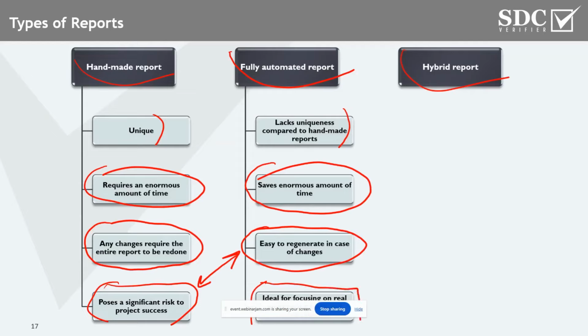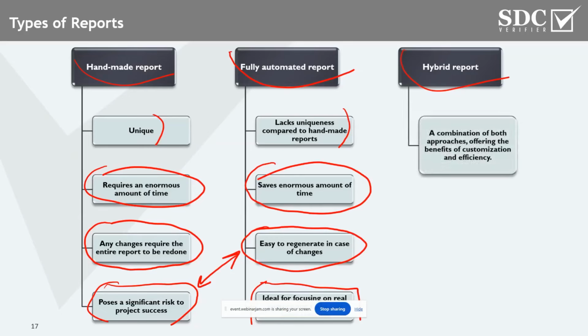Instead of just doing this routine thing, copying and pasting something, rewriting, and then doing that again and running all in circle, we can really save this time and focus on something really important, engineering-wise important. And the last report, I would say, is a combination of both approaches. So that offers benefits of customization and efficiency. So you can play with these things.